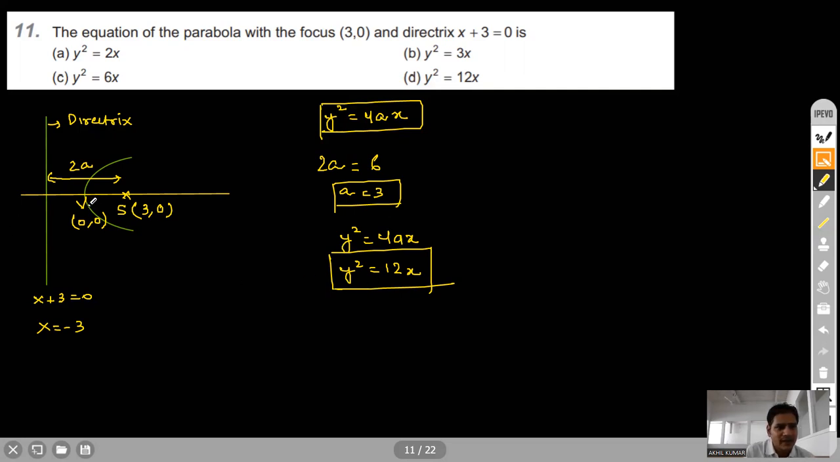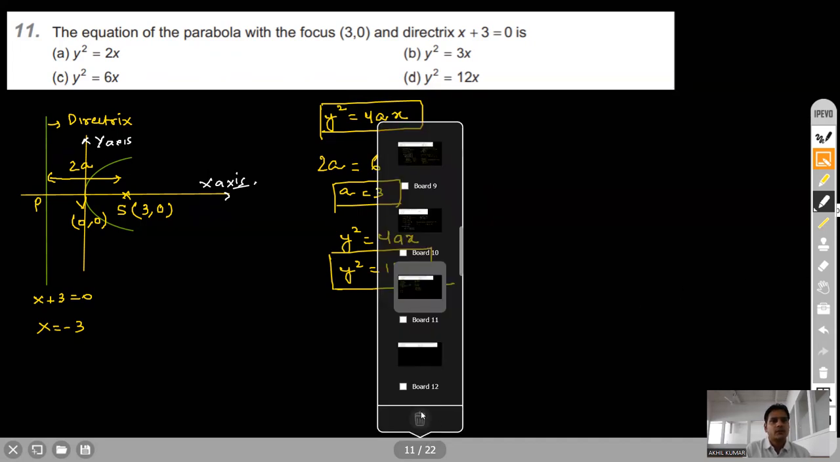Okay, you could have obtained the vertex by using that method also, like V will be the midpoint of this PS, right? From there, you can get the coordinates of vertex. And from the concept of this A, also we got the coordinates of vertex. So this will be our y-axis, so basically it becomes our standard parabola only. And the axis of parabola will be nothing but x-axis. Right? So this was our question number 11.